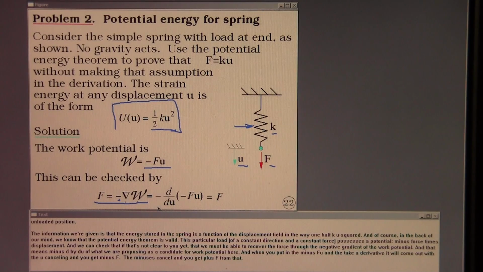And that means minus d by du of what we are proposing as a candidate work potential here. And when you put in the minus fu and you take a derivative, it will come out with the u canceling, and you get minus f. The minuses cancel, and you get plus f from that.